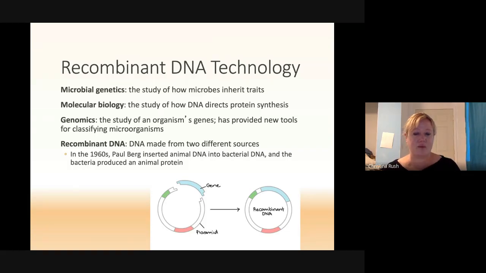So let's see. In the 60s, this was the first time that we had people doing recombinant DNA. This was Paul Berg. He took an animal gene and put it into a bacterial vector. And then the bacteria reproduced, and he was able to find that that bacteria was making the protein of interest from that gene. And so that was the first time. And of course, now we do that all the time. It's just like falling off a log doing this stuff.